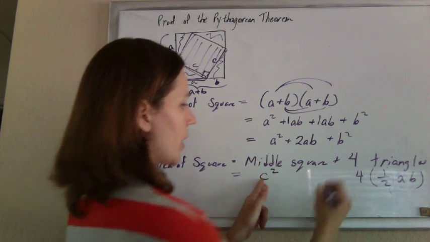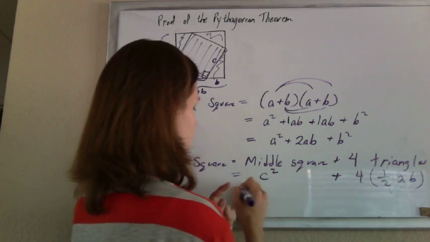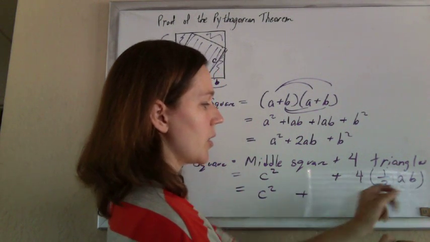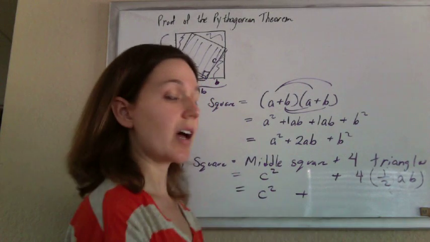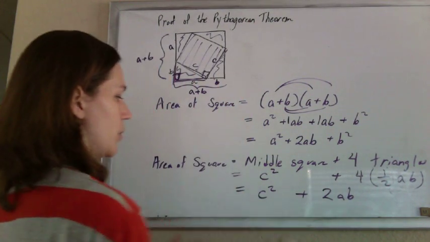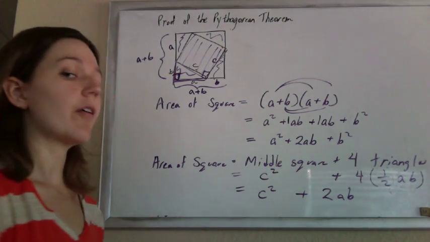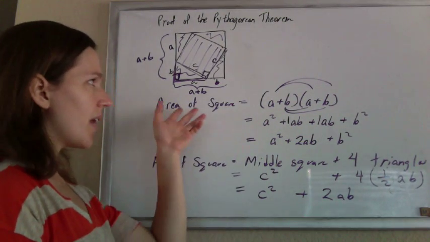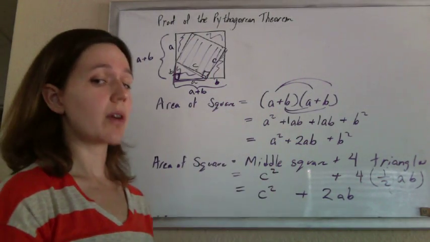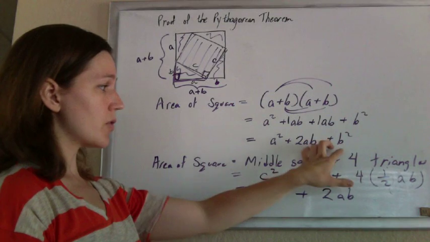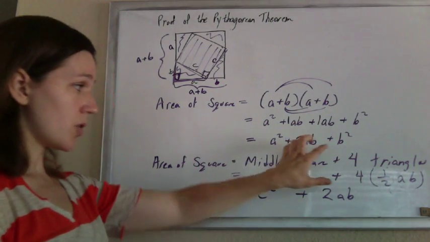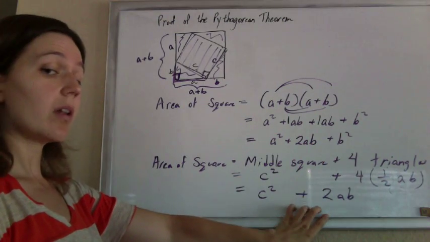So it's the middle square plus the 4 triangles. So it's the C squared plus, you can multiply these in any order you want, 4 times 1/2 is 1/2 of 4, that's 2. So that's C squared plus 2AB. Now, the moment of truth, the area of this big square didn't change no matter how we tried to find it. So the area of the square should equal the area of the square. So this should equal that.